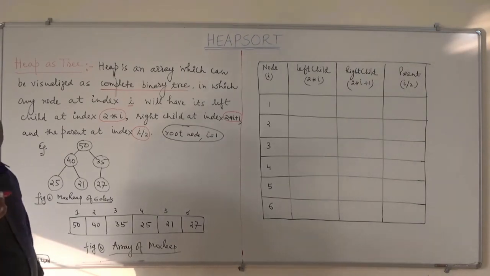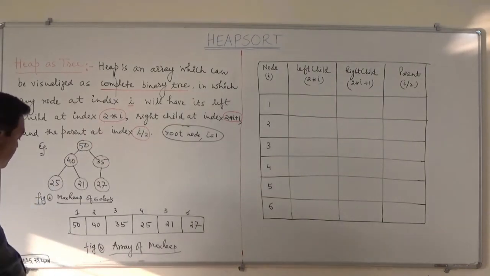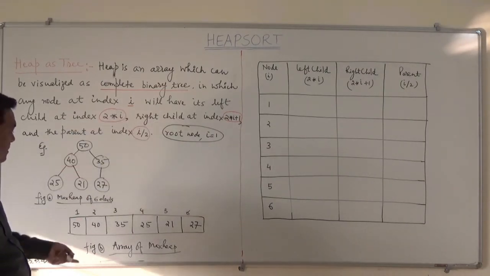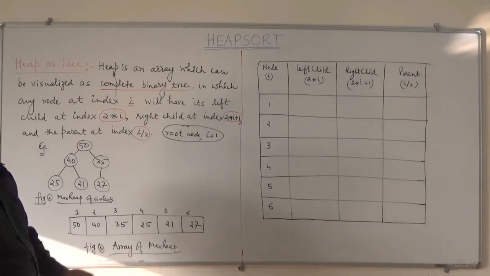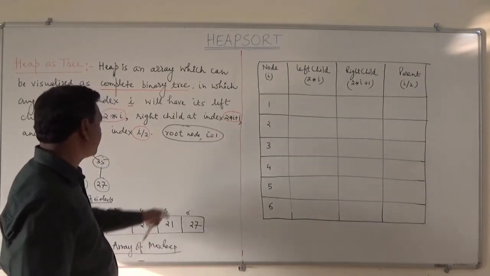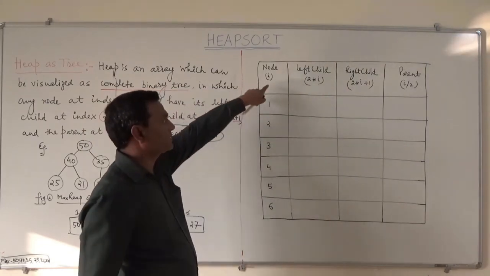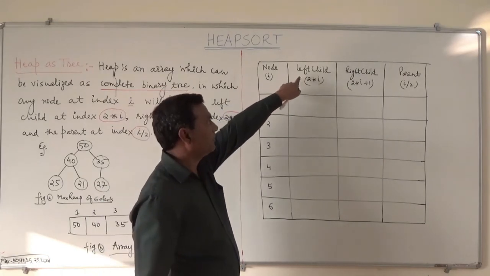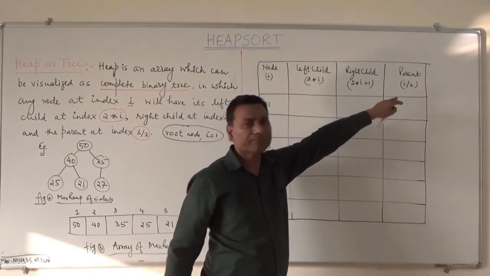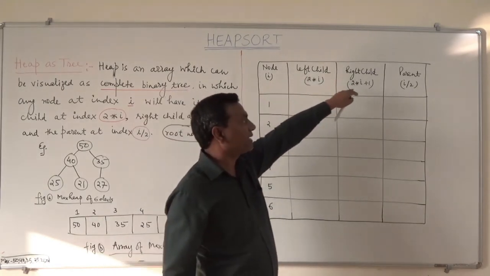So now we will verify its left child, right child, and the parent. On the right hand side we are seeing a table. In this we will see each node, and from these nodes we will calculate the indexes of the left child, right child and the parent. In this table we have attributes: this is node I, left child is 2 into I, right child is 2 into I plus 1, parent is I upon 2. So these are the indices of node, left child, right child, parent.